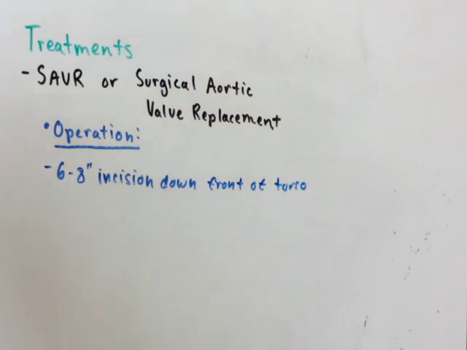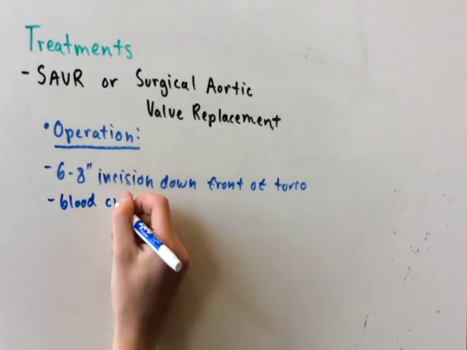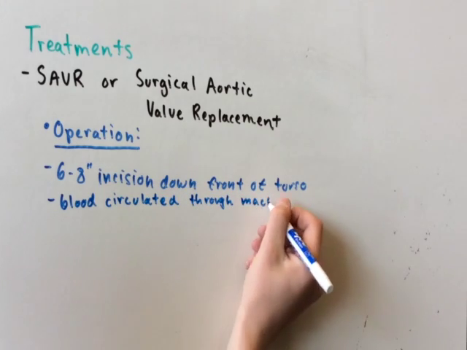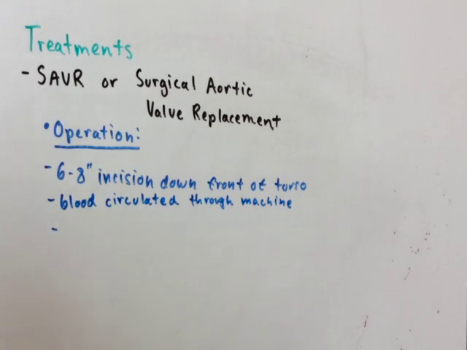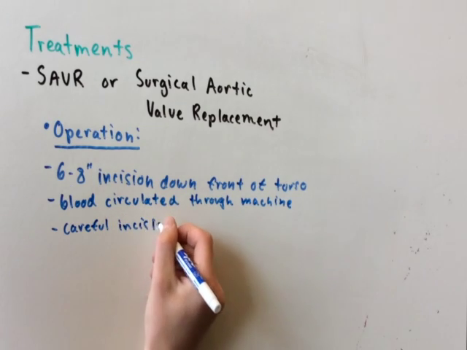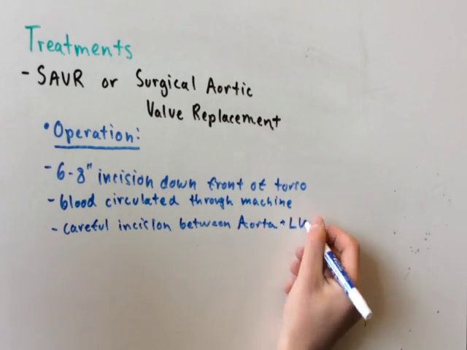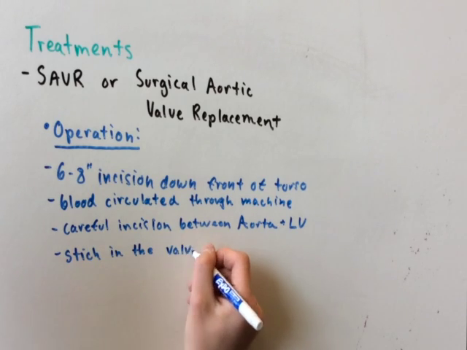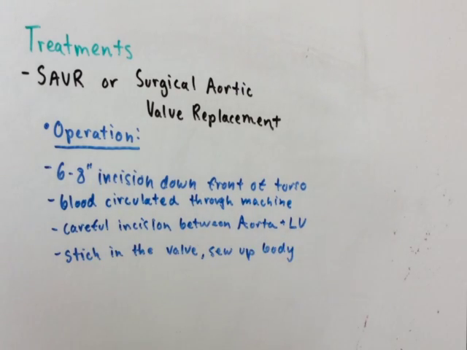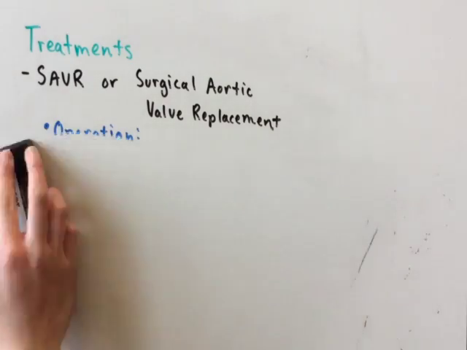Then, as their blood is circulated through a machine, the surgeon will reach the heart and create a careful incision upon where they would like to insert the new valve. This valve will then be placed in between the aorta and the left ventricle. Finally, the doctor will stitch up the body and inform the patient to be careful and easy on their heart for the next few months.